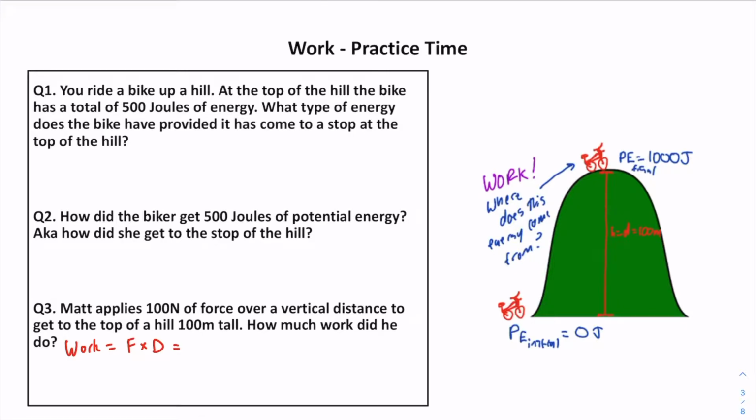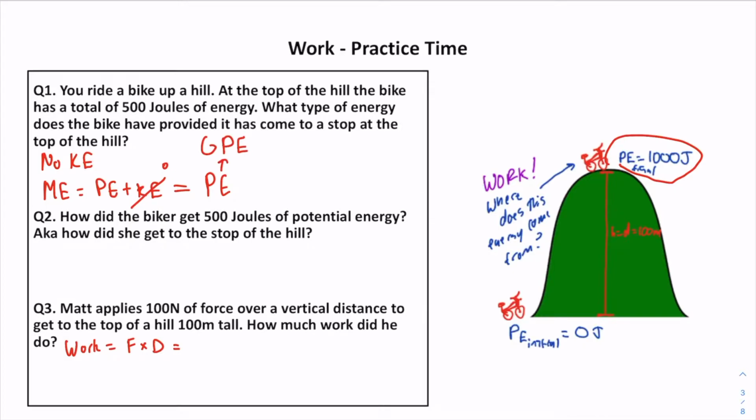All right, well, at the very top of the hill, it's not moving, so there's no kinetic energy. In this case then, because mechanical energy is equal to potential energy plus kinetic energy, if we have no kinetic energy, we're at a complete stop, all of our energy must be, therefore, potential energy. Okay, so our potential energy, in particular, is gravitational potential energy, and that's equal to our 500 joules. Not too bad.